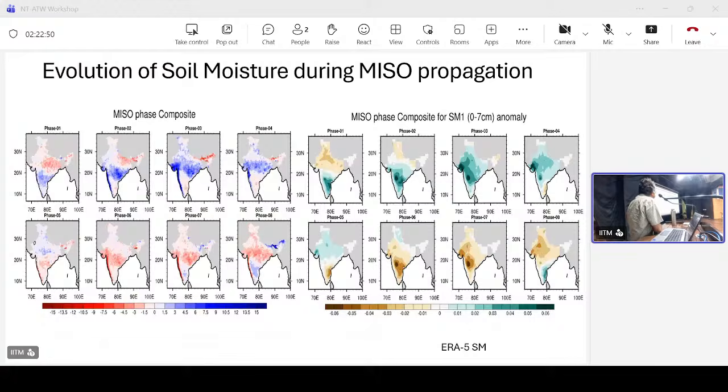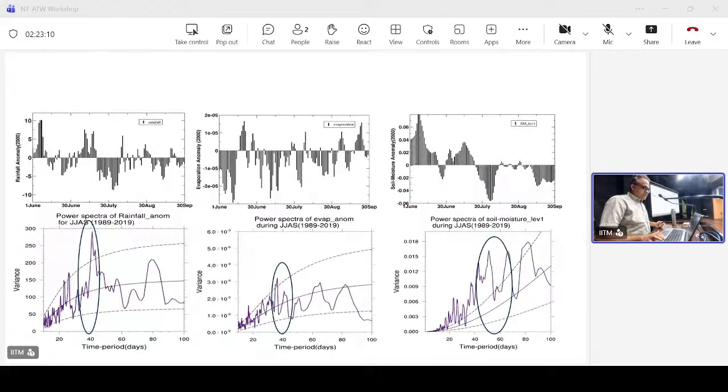So in terms of soil moisture, this is one important feature which I'll come to later. This is the first thing which we noted: in addition to the temporal variability which Dr. Saha has discussed, during intraseasonal oscillation propagation, there is an east-west difference in the propagation of soil moisture.